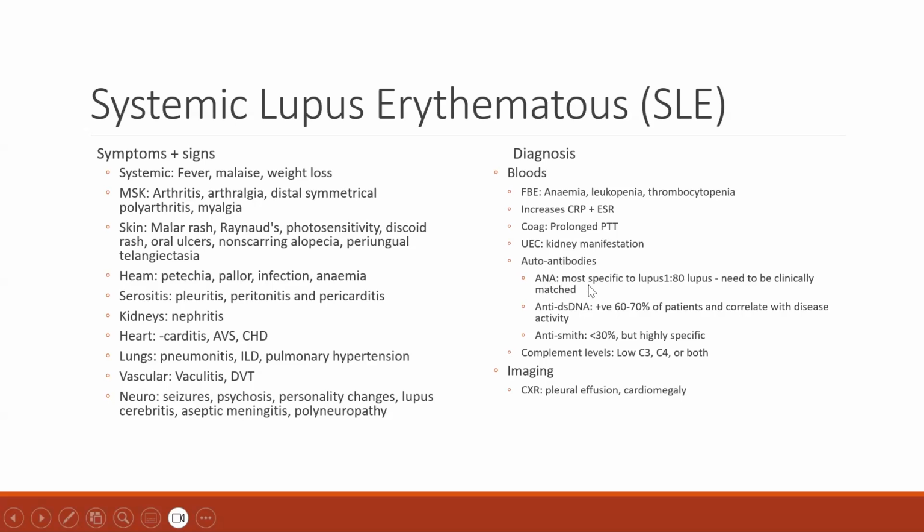ANA is the most sensitive for lupus, but it also needs to be clinically matched with the symptoms. Anti-double-stranded DNA is positive in 60 to 70% of patients, and it's more correlated with disease activity, as in an acute attack. Anti-Smith can happen in less than 30%, but it's highly specific. So if they have it, they're pretty likely to have SLE. Complement: they have lower complement levels, low C3 and C4 or both. X-ray is for some of the serositis symptoms. We get pleural effusion, cardiomegaly.